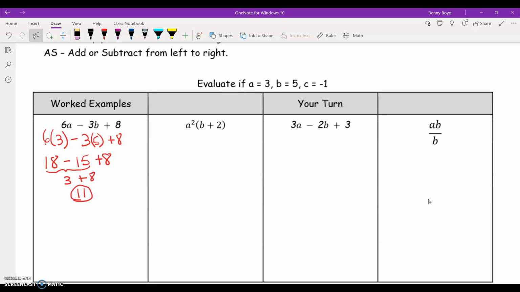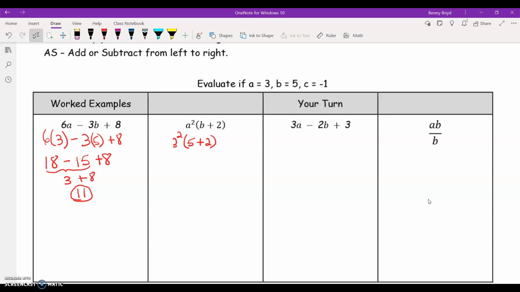Okay. For our next example, we've got a to the second power, or sometimes we call it a squared, times b plus 2. Okay, so again, the first thing I need to do is substitute my numbers for my variables. So the 3 is equal to a, so I'm going to put 3 in place of the a. I'm going to put 5 in place of the b. And then I'm going to solve this.